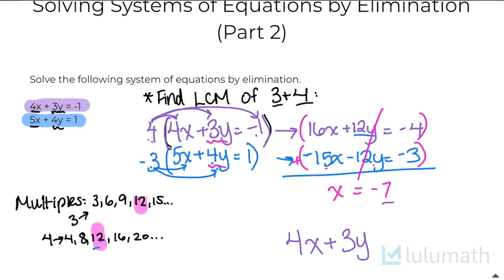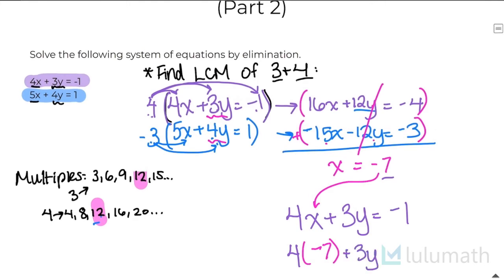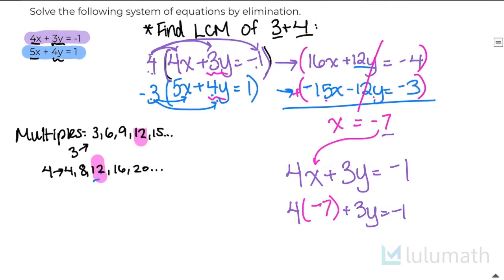So 4x plus 3y equals negative 1. And instead of x, I'm going to replace that x with negative 7. So it's 4 times negative 7. And then I'm just going to copy the rest of this down, plus 3y equals negative 1. So 4 times negative 7 right here gives me negative 28. So I get negative 28 plus 3y equals negative 1.